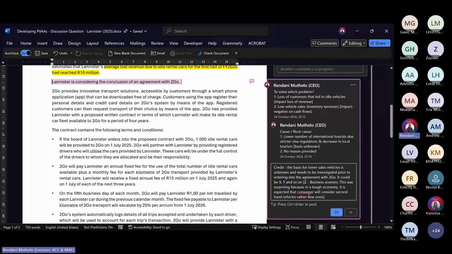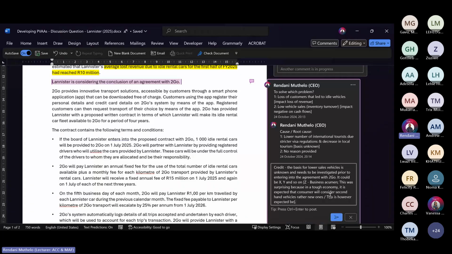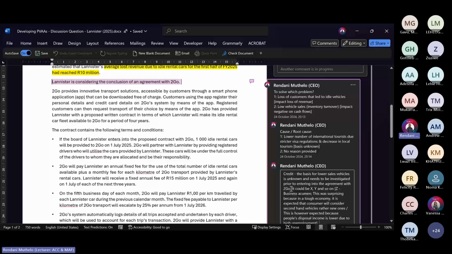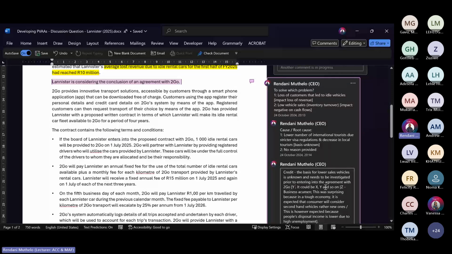So you then said that you had a view. Your view was like what? This is, however, expected because people's disposable income is lower due to high unemployment and so on. But this is your business acumen. Do you see this? That's an additional credit. So the first one, this will then be your why, which is what? Which is your problem solving tool, right? Your problem solving technique.